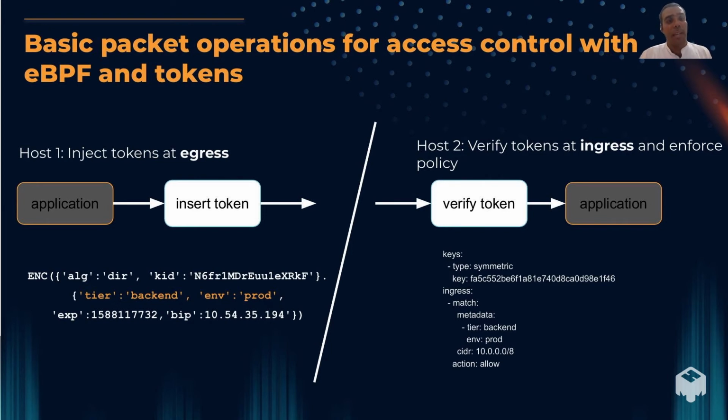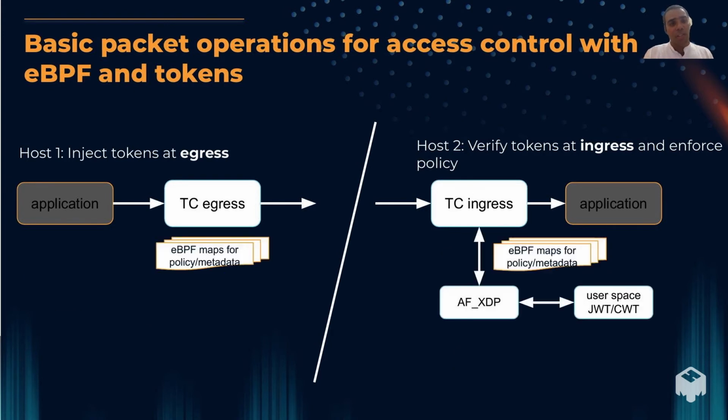How do we use eBPF to implement insert and verify capabilities? Essentially, inserting a token is straightforward. We use a TC egress program. We store a pre-computed token into an eBPF map along with the policy, and based on that, we decide whether we should include a token in an outgoing flow, and if so, what token should that be. We also use the capabilities of eBPF to expand the buffer, adjust length, checksum, and so on and so forth.